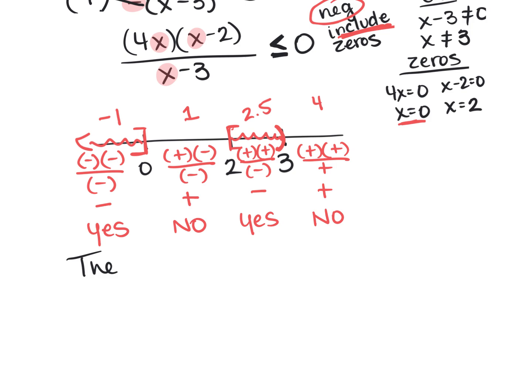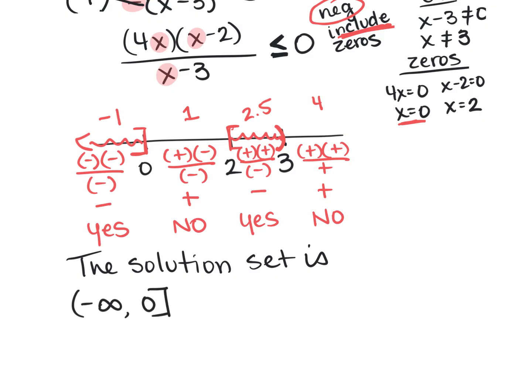So we're ready to say the solution set is. And we're going to read that from left to right. So I have negative infinity up to and including the number 0. Then we union, and we include 2 because it was a 0. We do not include 3 because it was an excluded value.